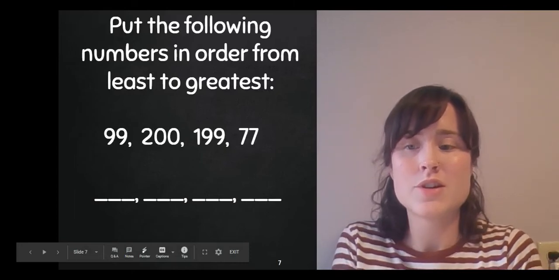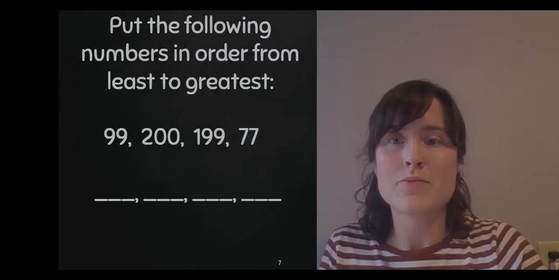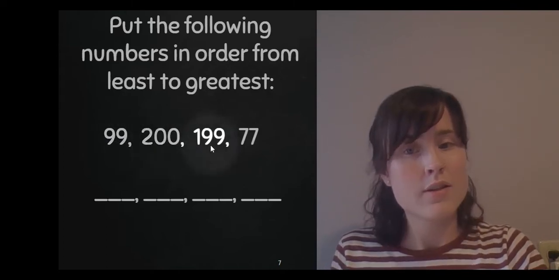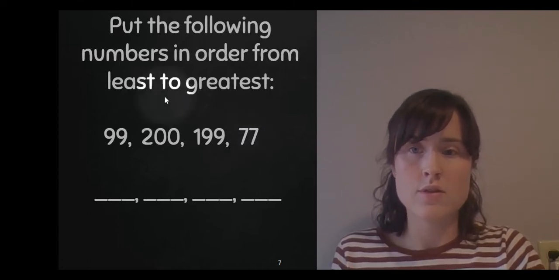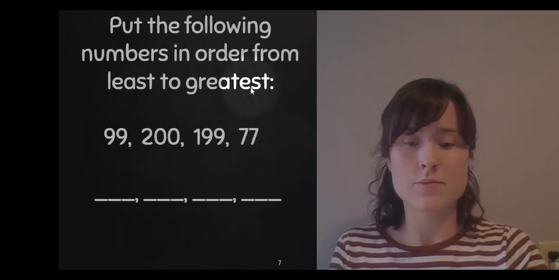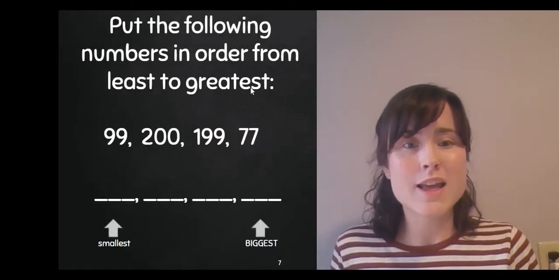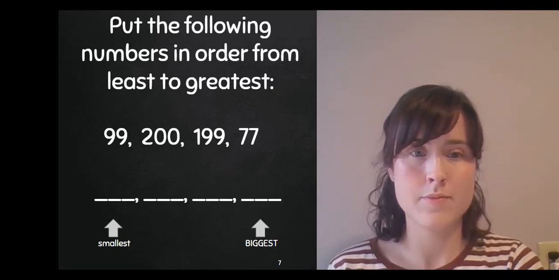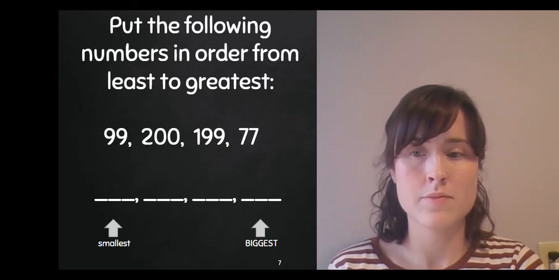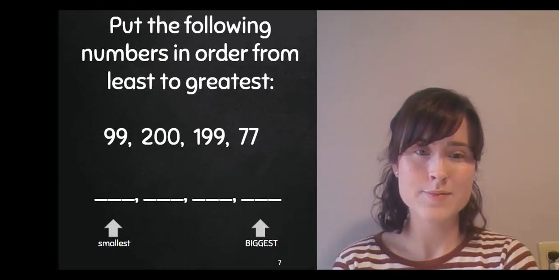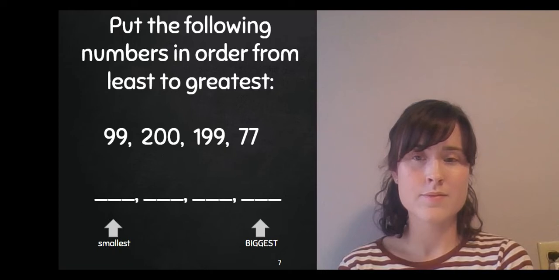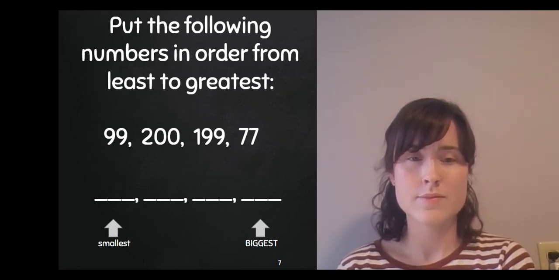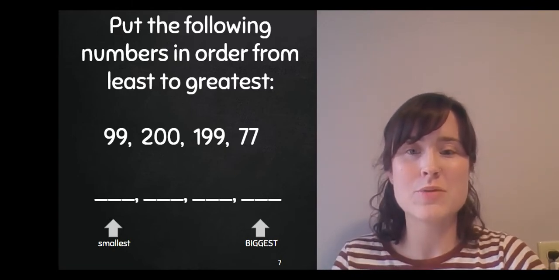Okay, and here is your last challenge. Put the following numbers in order from least to greatest: 99, 200, 199, and 77. What does it mean to put them in order from least to greatest? Good, that means put the smallest number first and the biggest number last. Okay, go ahead and put your numbers in order.